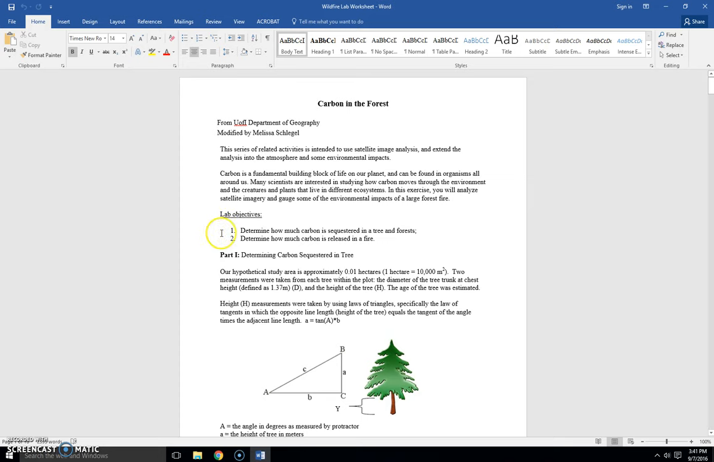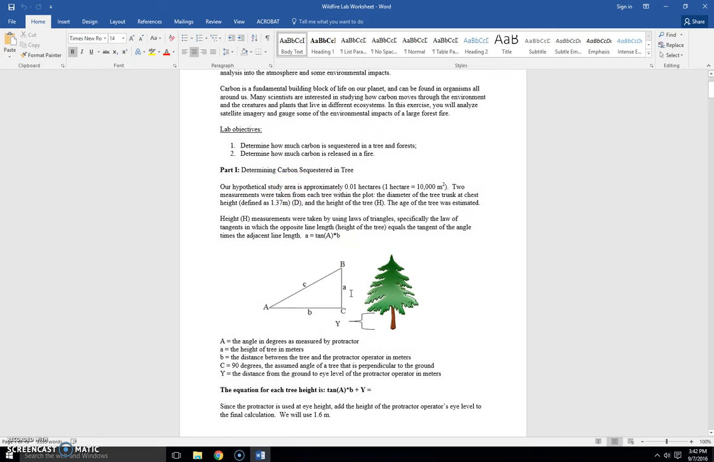So lab objectives: 1, determine how much carbon is sequestered in a tree and forests. 2, determine how much carbon is released in a fire. And so part 1, determining carbon sequestered in a tree. I've made up a hypothetical study area, and I've given you the diameter of the tree at 1.37 meters.